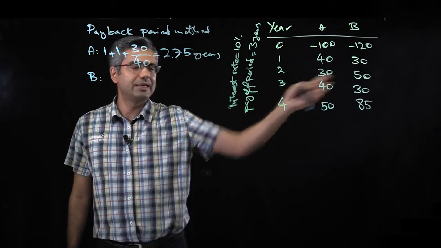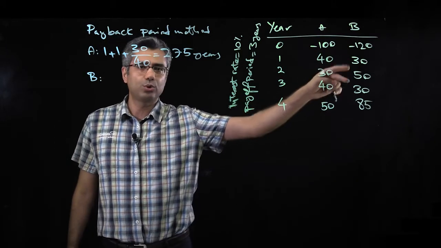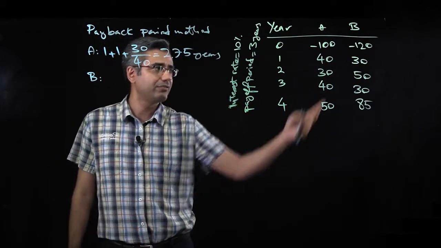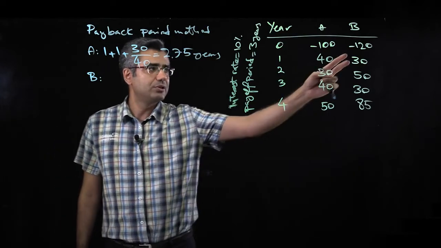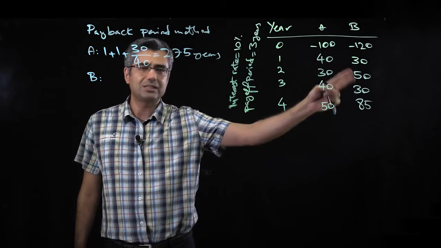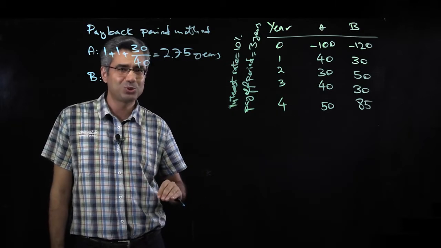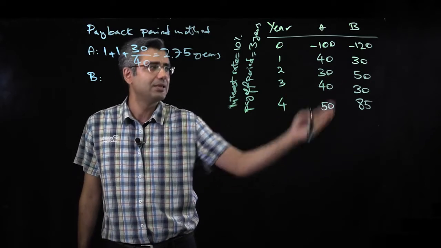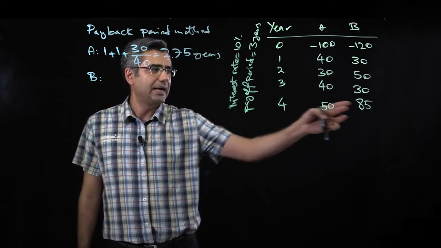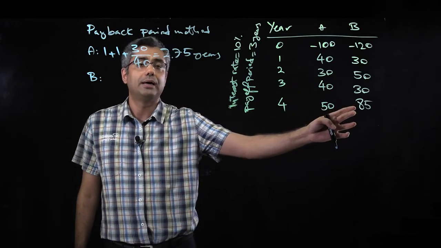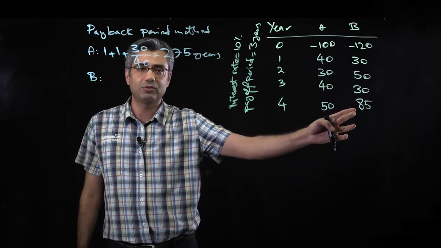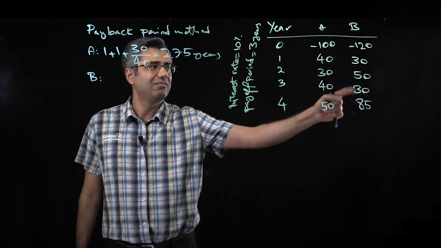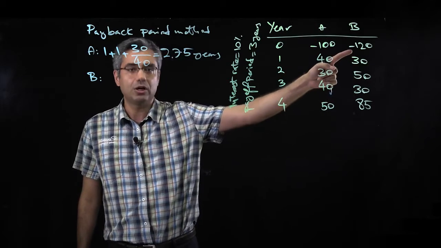Then we will continue. At the end of year 2, so far in total, we have made 30 plus 50, 80 US dollars. It's still not enough. We will continue to year 3. 30, 50, 30 means $110. Still, we haven't reached $120. We will continue to year 4. And yes, in year 4, we will make $85, and we just need $10 more. 30, 50, 30 means 110. We need just $10 more to reach 120.